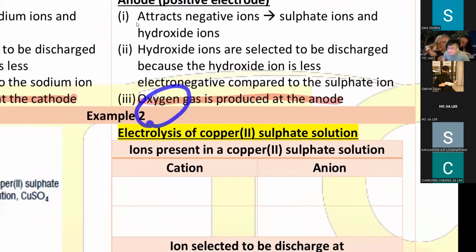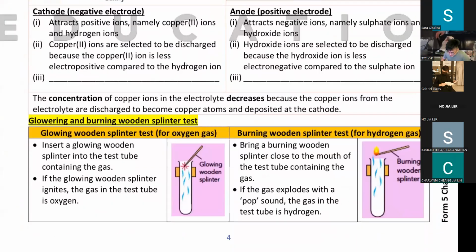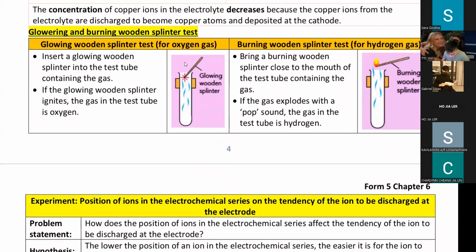What about oxygen? When you throw fire inside, what will it become? When fire meets oxygen, what do you see? Yes, you see a stronger flame, isn't it? The fire goes boom. So you will see this glowing wooden splinter, the fire will reignite. And then for hydrogen, you will hear a pop sound. You see, guys, everything is from Form 2. Whatever you learn in Form 2, you just pull it back down, it's the same.